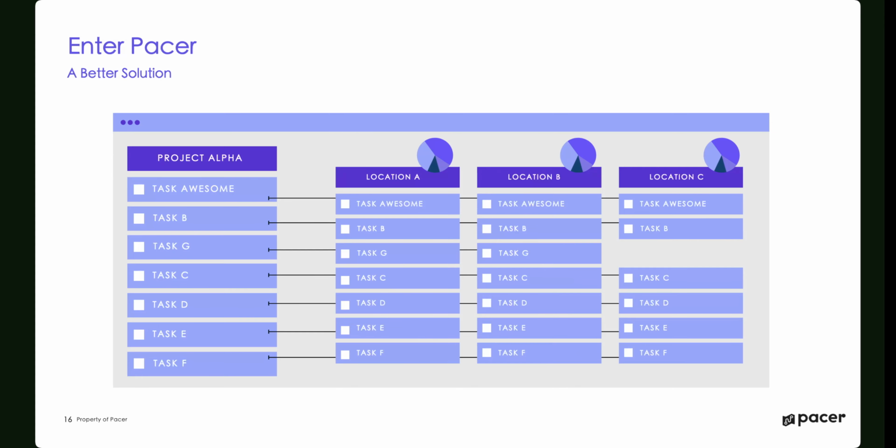Changing tasks, pretty straightforward, but sometimes you need to add an additional task in the middle of the project, maybe even in the middle of the process. Here you can see that we added task G and it fit nicely right in with all of the locations where the project is currently active. We can even omit some locations as well.